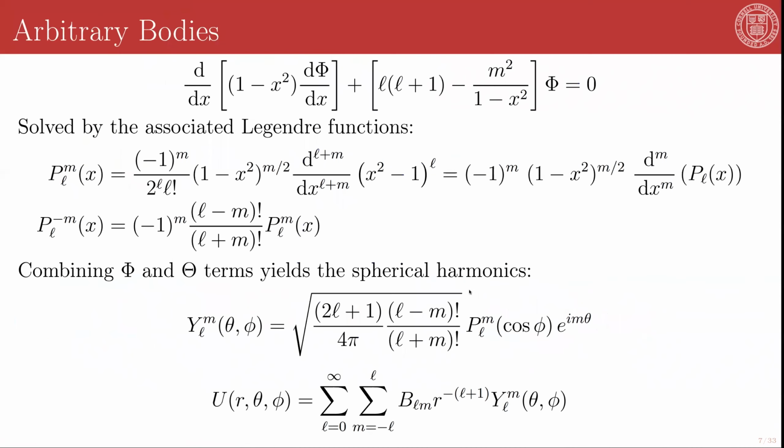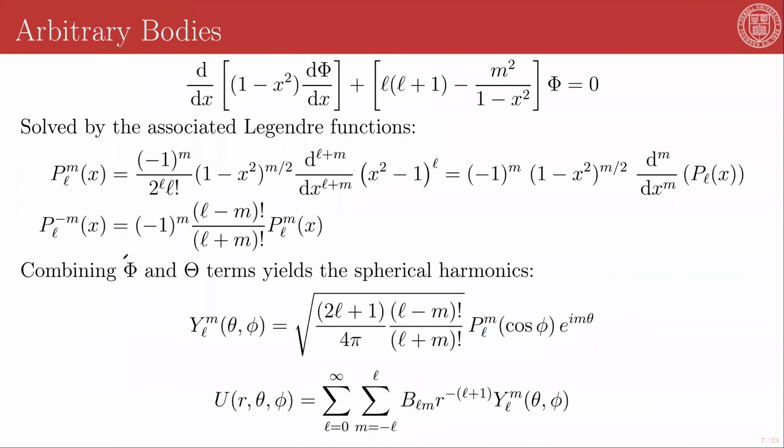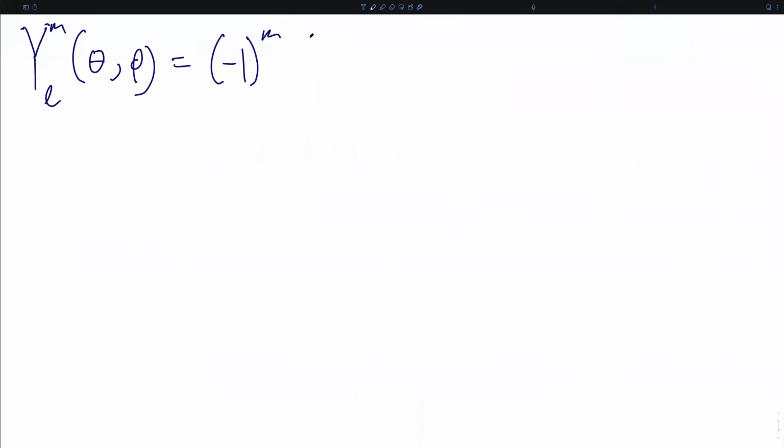If we further combine the angular terms represented by the functions phi and theta, this gives us what are known as the spherical harmonics. These functions Y L M, that are functions of theta and phi only, are given by this normalization multiplied by the associated Legendre polynomial in cosine phi times the complex exponential, which we got from our very first separation of variables when dealing with Laplace's equation in spherical coordinates. The spherical harmonics have the property that the harmonic L negative m is equal to -1 to the m times the complex conjugate of Y L M.